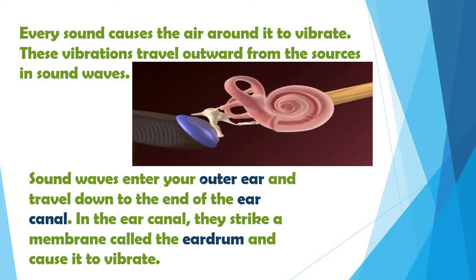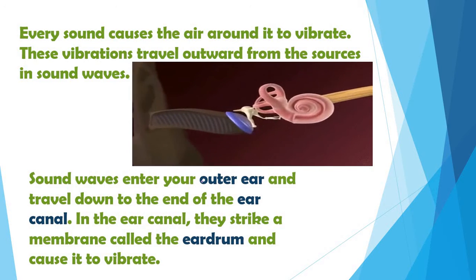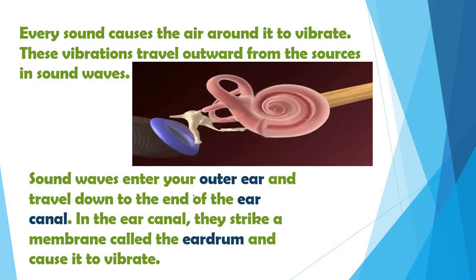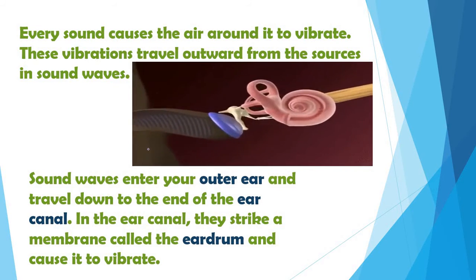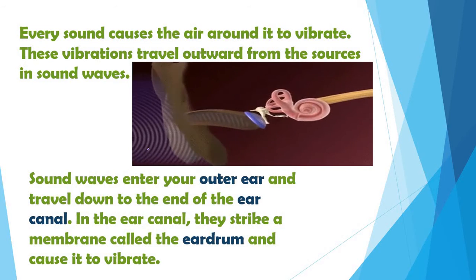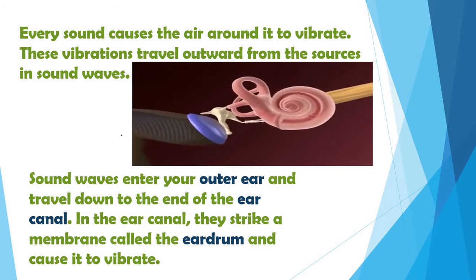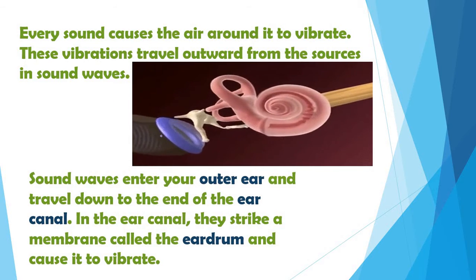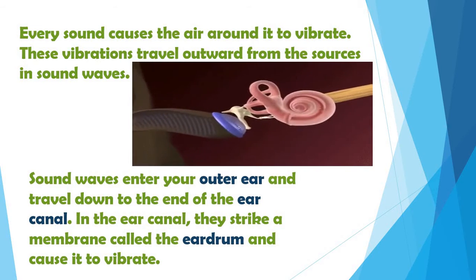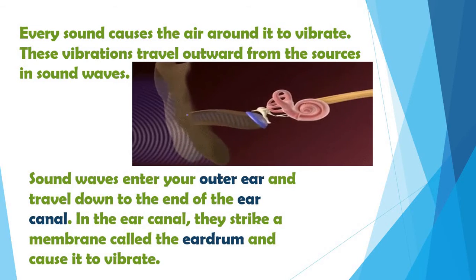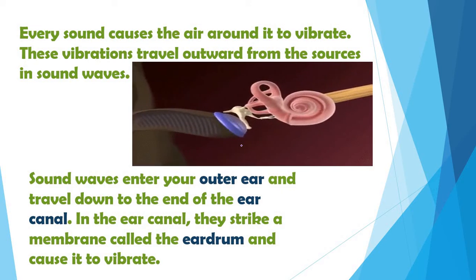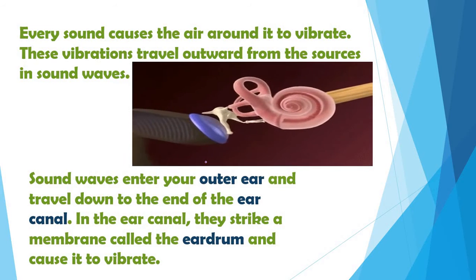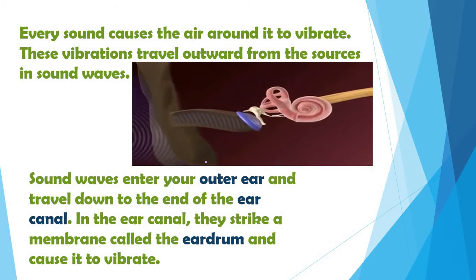Every sound causes the air around it to vibrate, and these waves or vibrations travel outward from the source as sound waves. Sound waves will enter your outer ear first, and through your ear canal, they will hit the eardrum. It is the blue membrane here. This is the eardrum, causing it to vibrate.